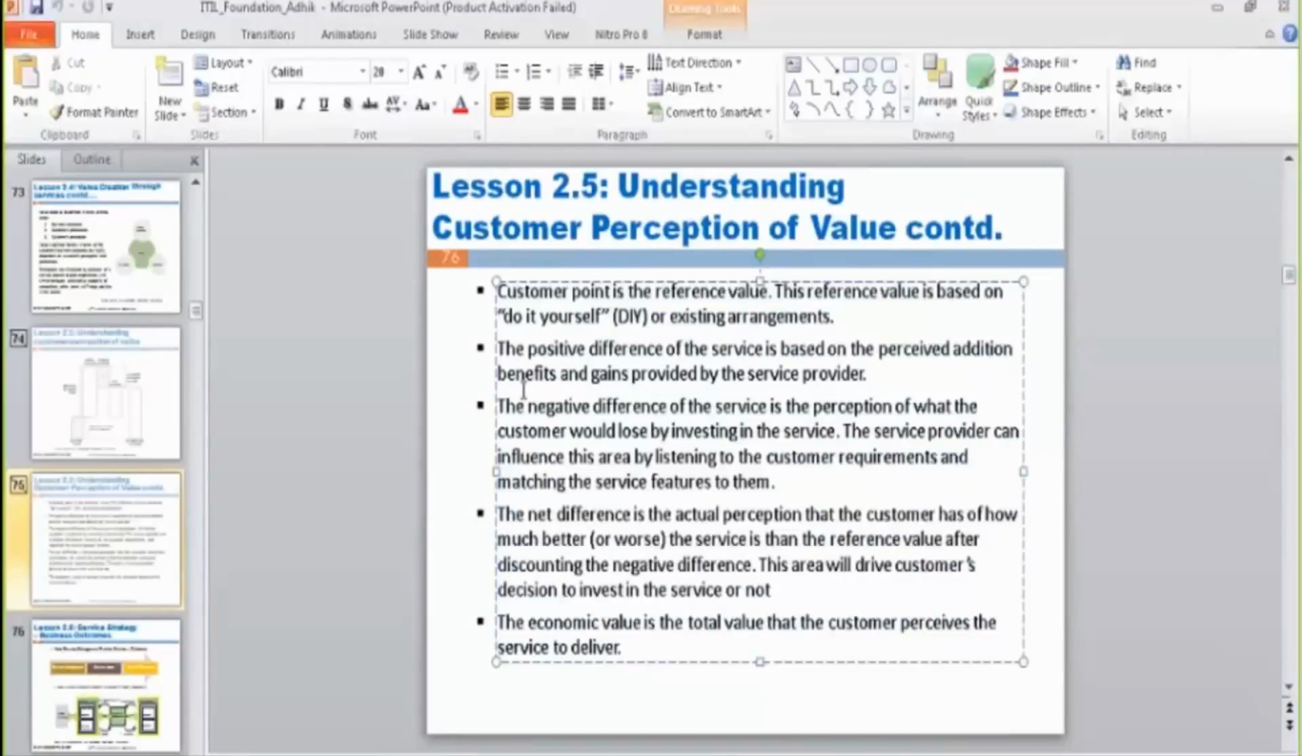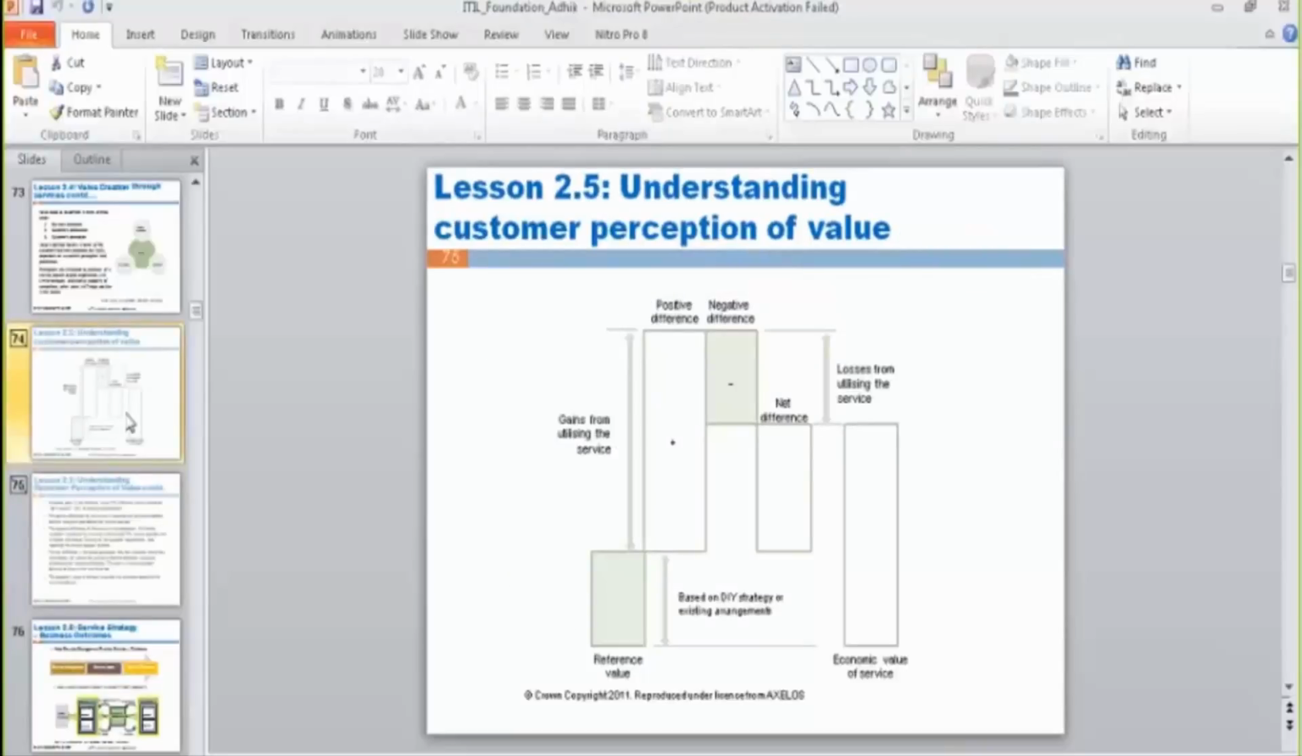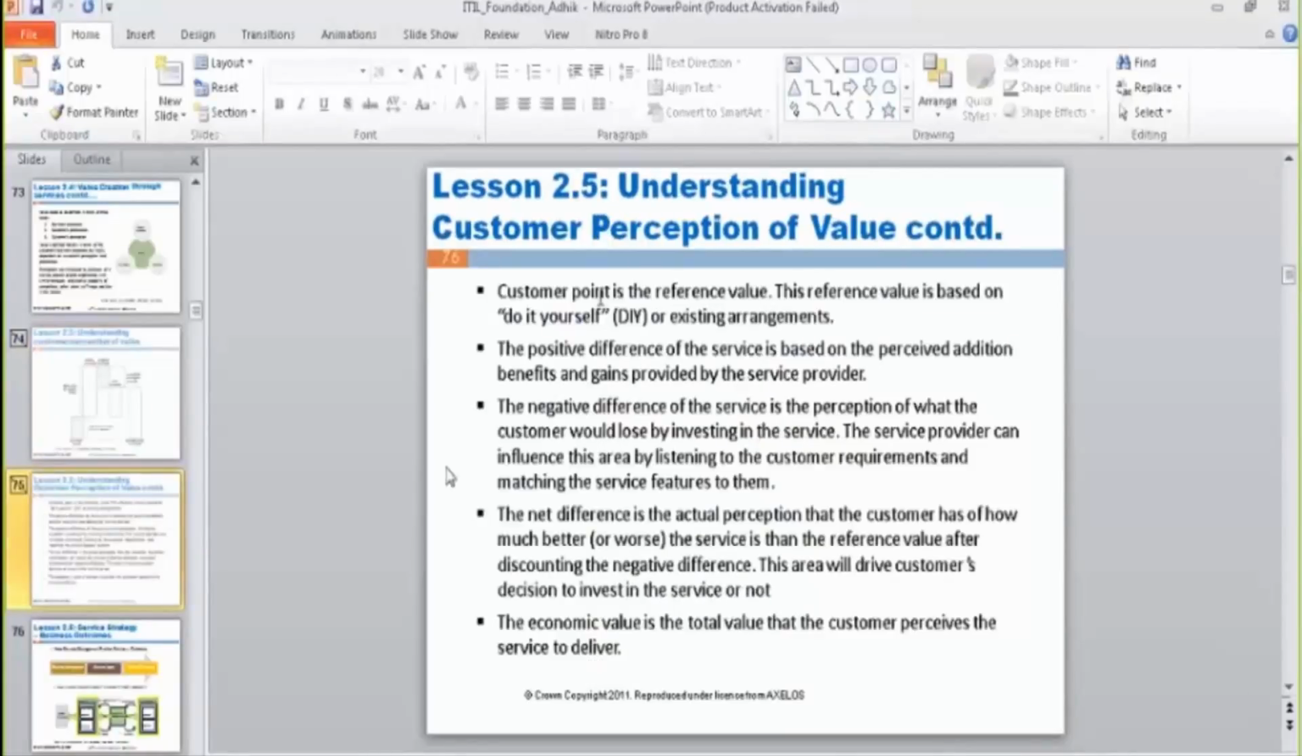Customer point is the reference value. The reference value is based on do it yourself or existing arrangement, right? So if I go back on this slide, this is based on DIY strategy or existing arrangements. So here we have the customer point of the reference value. Do it yourself, so this is the existing arrangement.